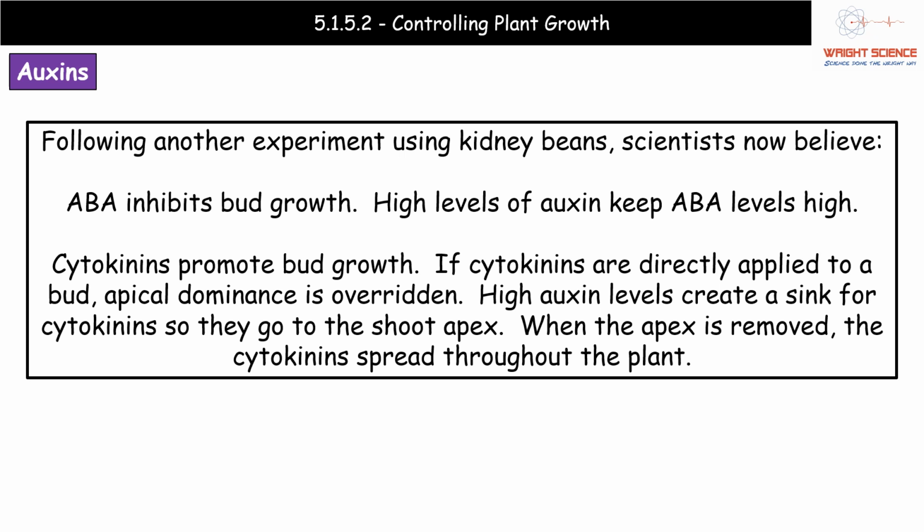If we have high auxin levels, we create a sink for those cytokinins, so they end up going to the apex of the shoot. So if we remove the apex of our shoot, then those cytokinins are able to spread throughout the plant because we no longer have that sink, and as a result, we see the lateral buds starting to form. So a couple of different ideas there came about as the result of finding out that first bit of information about how auxins might inhibit lateral bud growth, and then working out: is that the sole cause, or is there something more to this story?